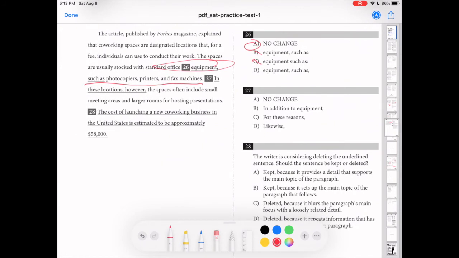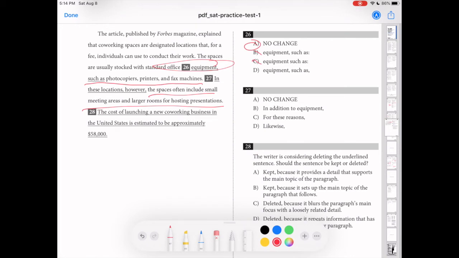27. All about transitions. We've talked a lot about the proper use of them. Each has a specific time, place, and manner. The part of the sentence that doesn't change talks about the common spaces these workplaces can have. This seems to add on to the previous sentence talking about how these co-working spaces are just like regular offices. B looks pretty good linked with the previous sentence.